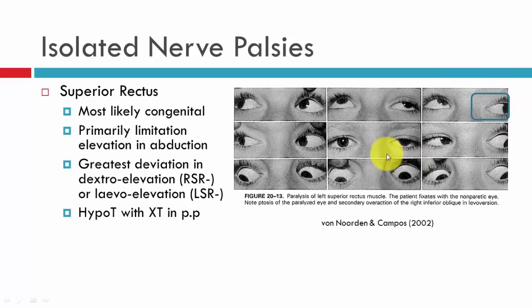We also see a hypodeviation in primary position as we have an elevator that is not functioning. In the patient that we see here, it's not very obvious that there may be a hypodeviation, but there does appear to be an XT. The greatest deviation will be in laevo-elevation for this particular patient.